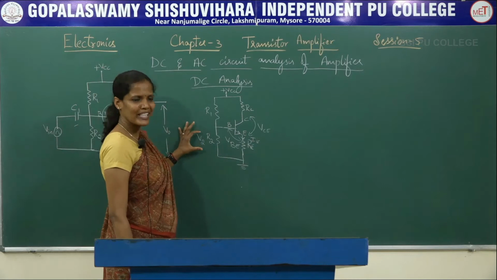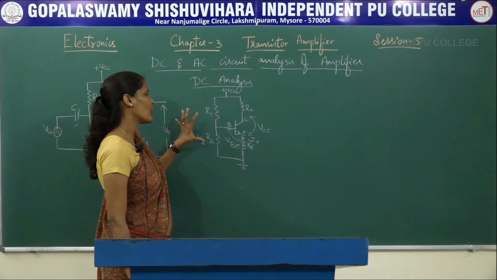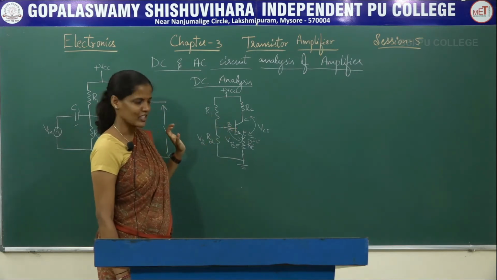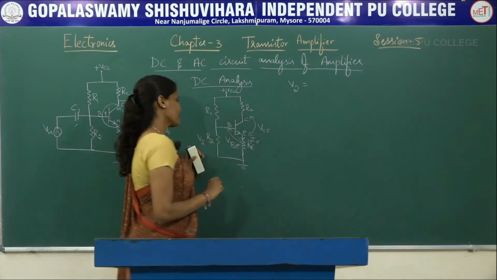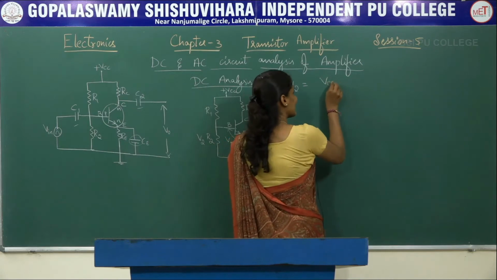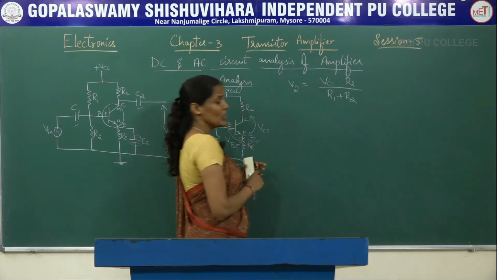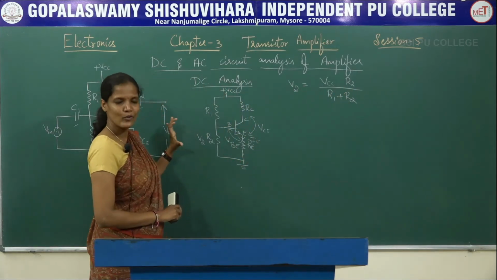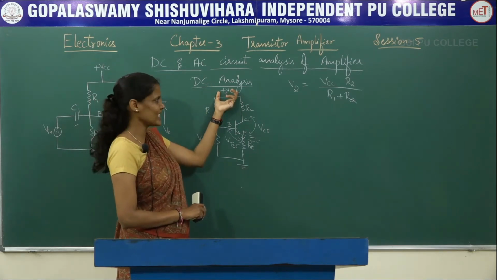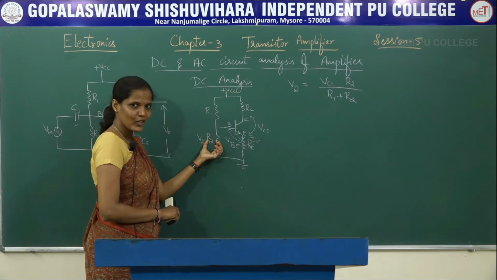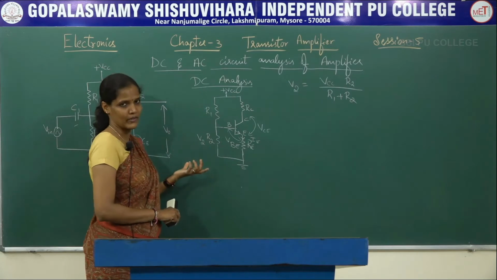So here V2 is nothing but the voltage across this resistor R2, and this V2 is forward biasing the base to emitter junction. V2 can be calculated by applying the voltage divider rule. V2 is equal to VCC into R2 divided by R1 plus R2, that is, the source I am applying is VCC, into the resistor across which I am measuring the voltage, R2, divided by the sum of the resistors R1 and R2.